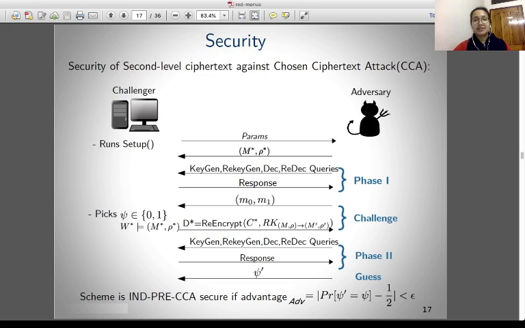We have a similar security game for the second level ciphertext security against CCA attack. So the only difference between the previous game and this game is that in the challenge phase, the ciphertext form is a second level ciphertext towards attribute set W star, which satisfies the target access structure M star row star.